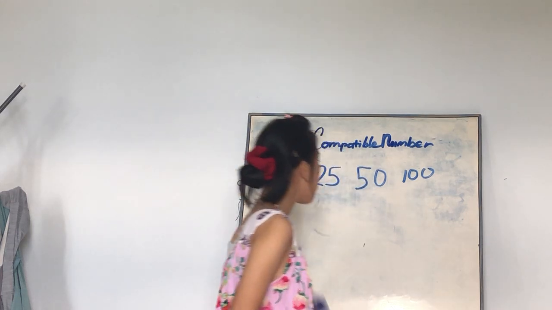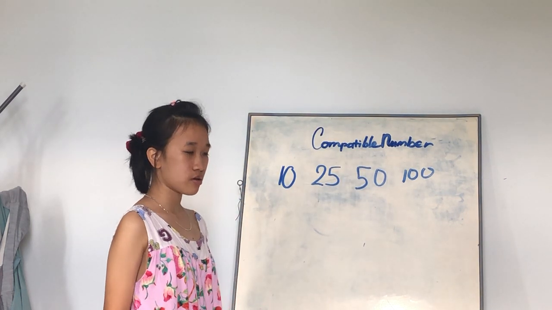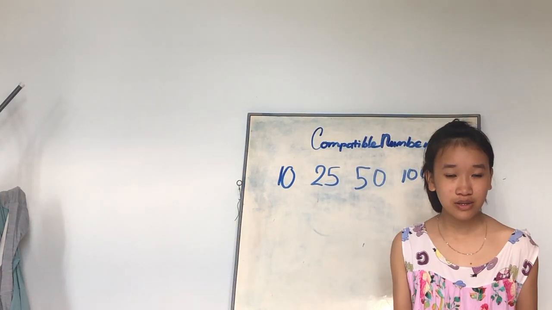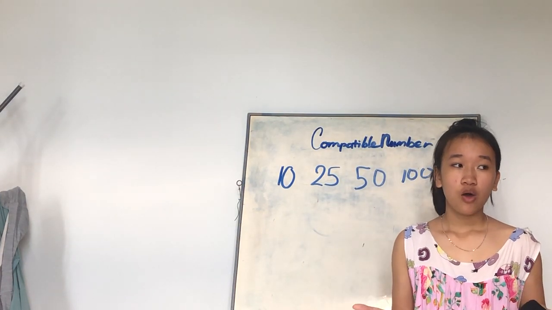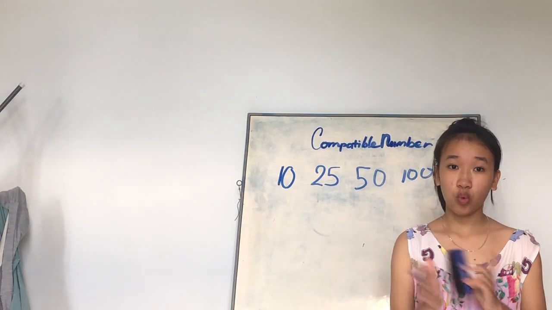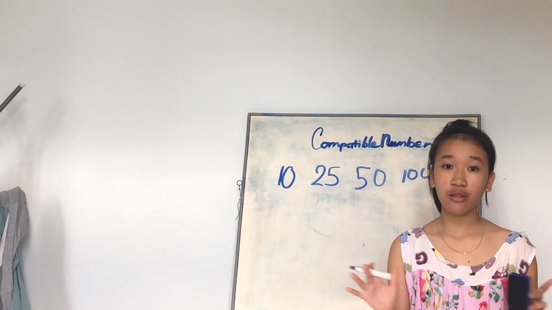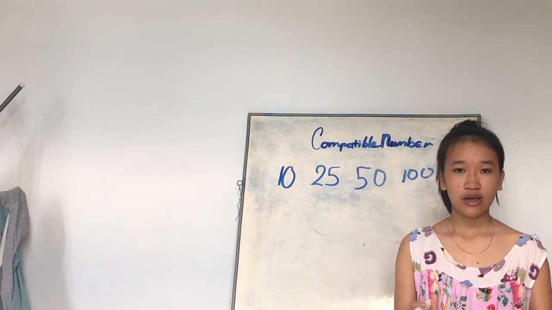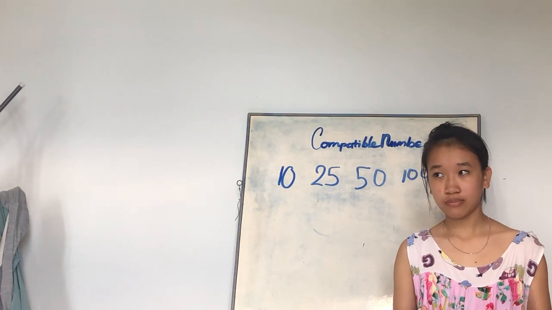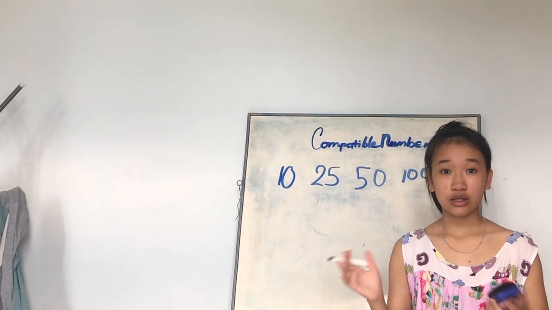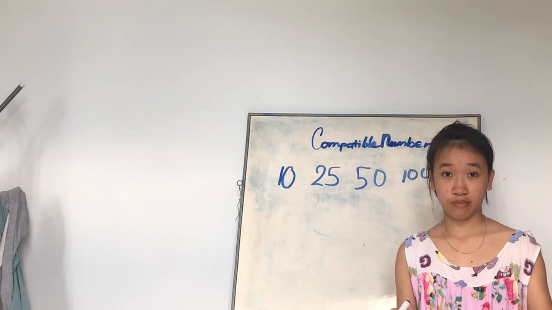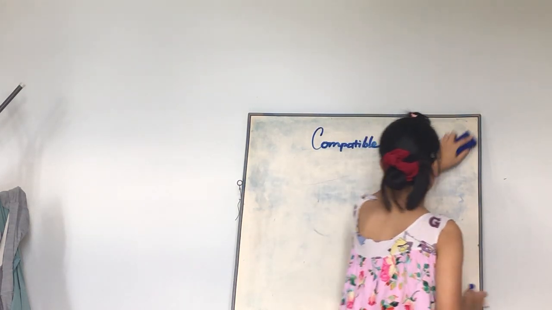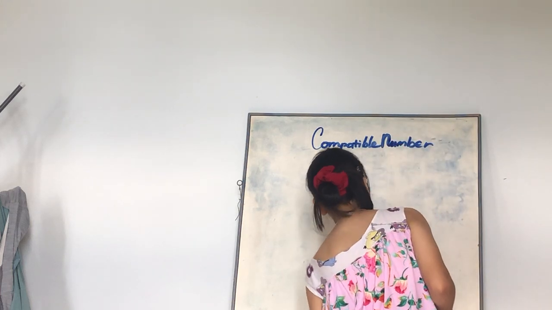With these four compatible numbers, you might wonder what compatible numbers are. Compatible numbers are numbers that work very well with other numbers. When you do some problems with these numbers, you find it is much easier than with other numbers. So now let's have some examples and work with compatible numbers.